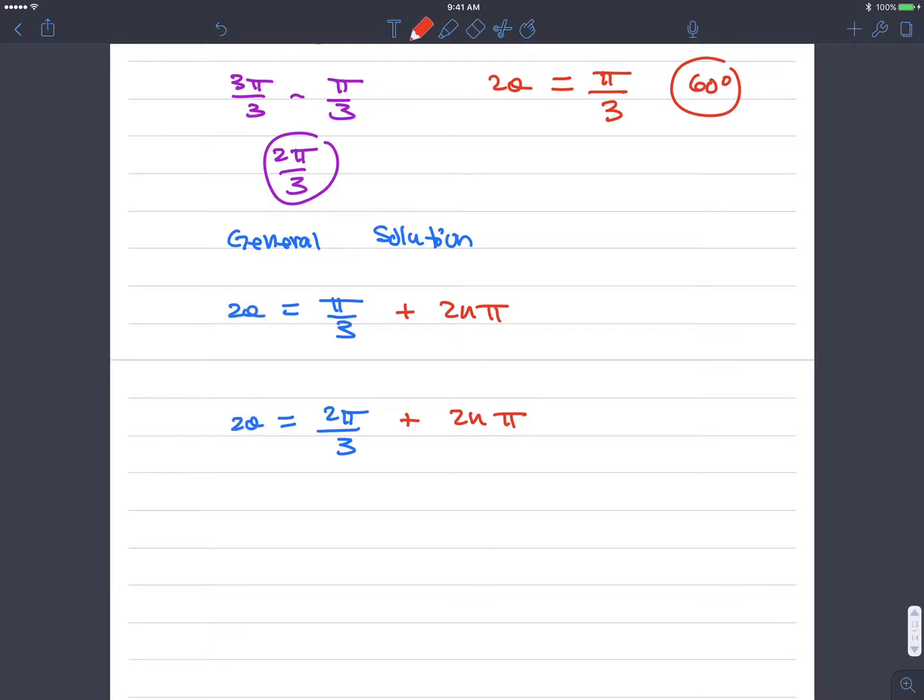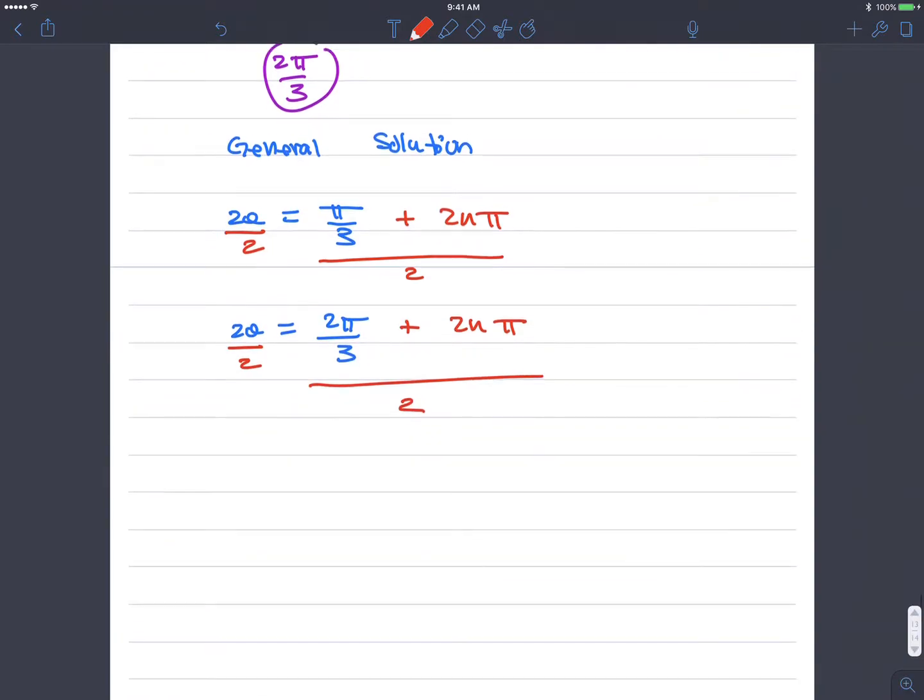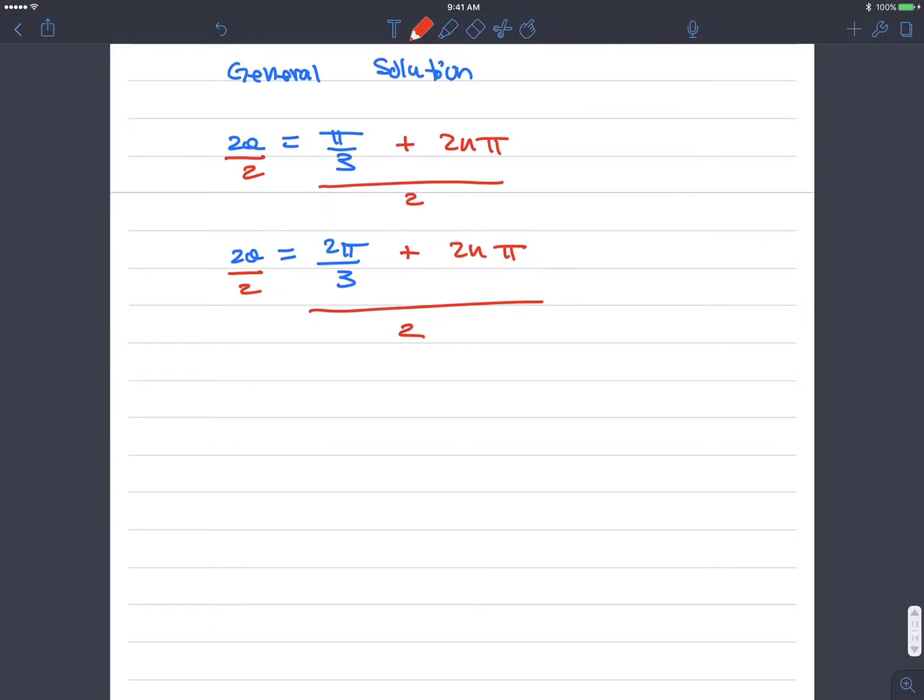Well, we do a couple of things. We're going to have to divide both sides by what? By 2. Is that right? So there's a little bit more algebra to do for the general solution. So I'll take this first one here. And isn't it true that the 2 cancels and you get what? Theta being pi over 3 divided by 2 plus 2n pi divided by 2.